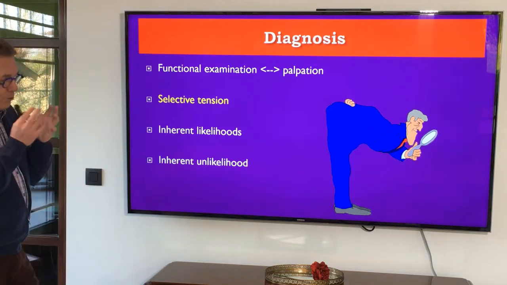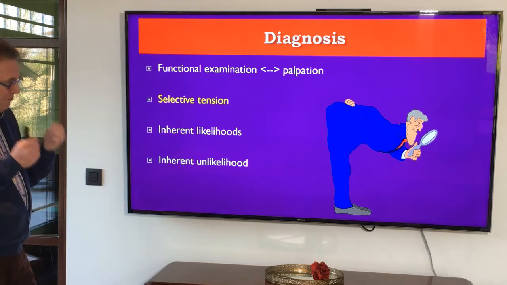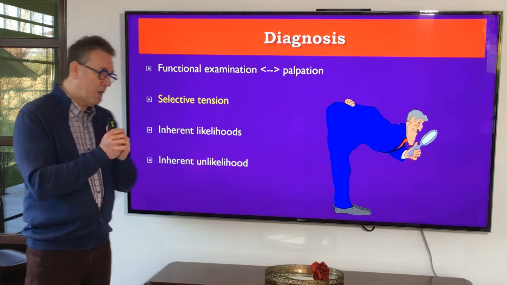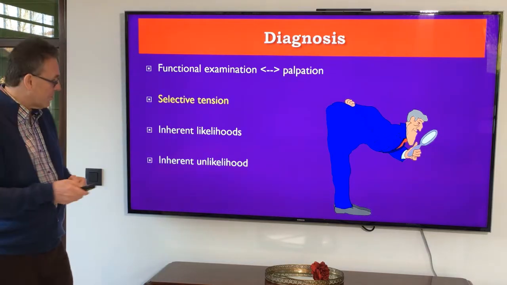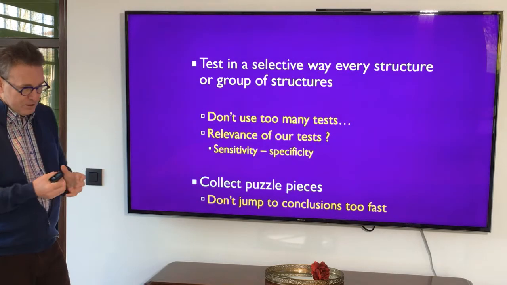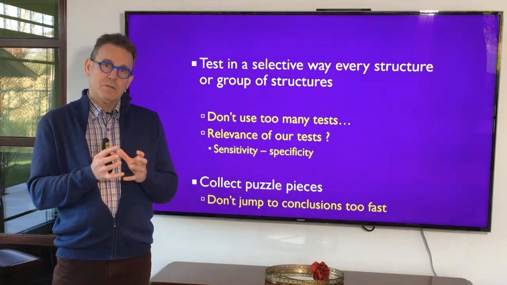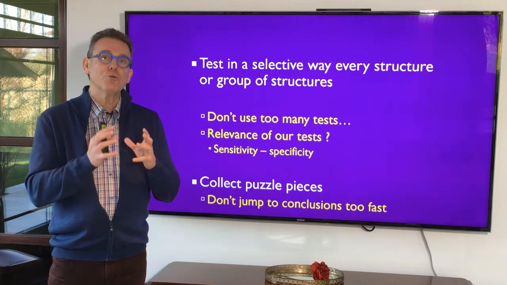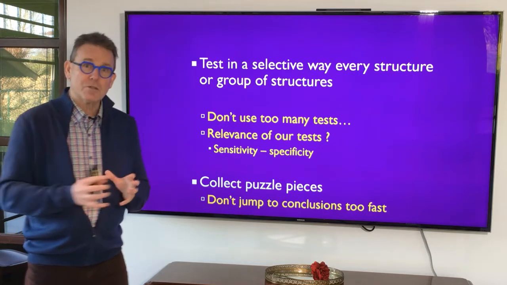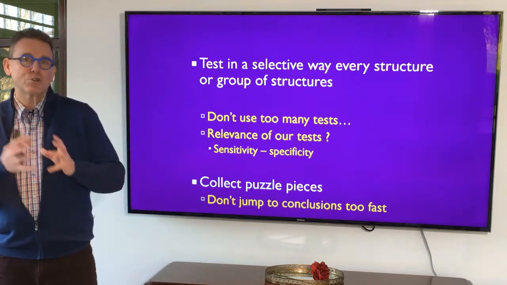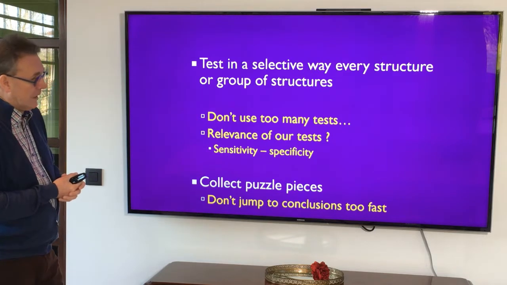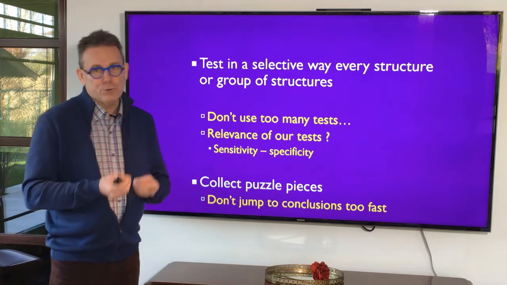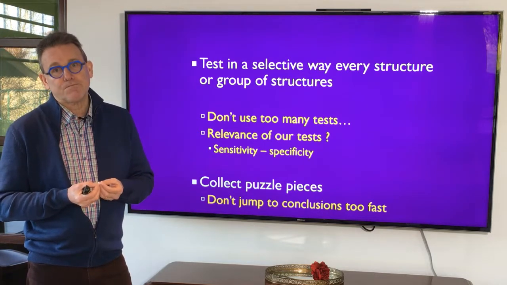So we're going to perform a functional examination. And the functional examination in the extremities is based on the principle of selective tension. And what is that? In fact, we're going to try to test every separate structure or every group of structures. We test a certain structure and we exclude another structure. The only little problem is don't use too many tests.